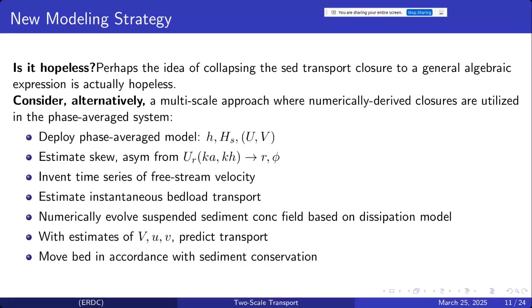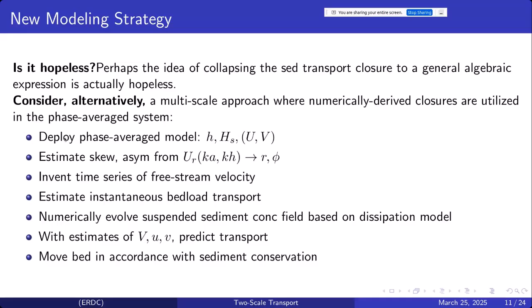So the question of whether it's hopeless, I think, is a reasonable one. And I've come now to believe that the idea of collapsing the sediment transport closure to a general algebraic expression based on the phase averaged model alone is actually hopeless. So Liz and I have been working on an alternative, which we're calling a multi-scale approach, where we numerically derive the closures and then reintroduce those closures back into the phase averaged system. So this is the recipe.